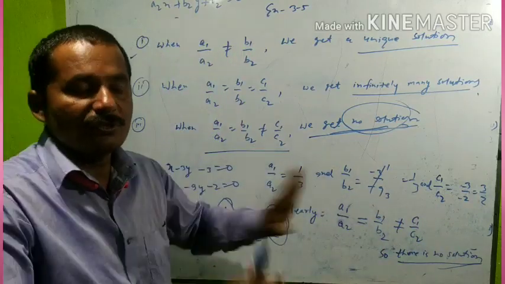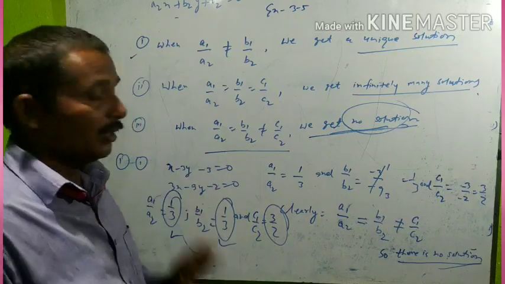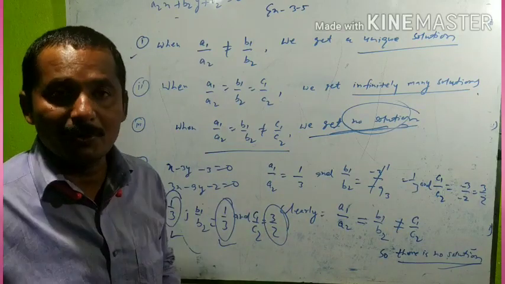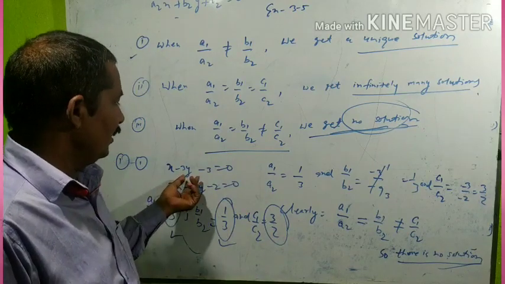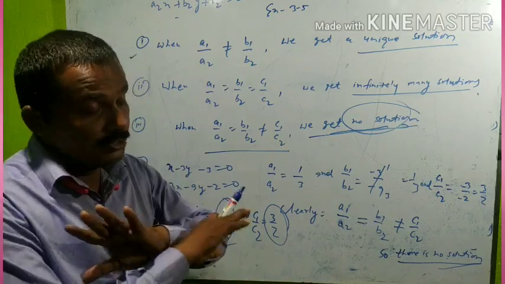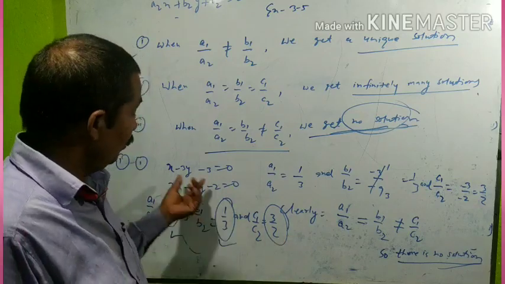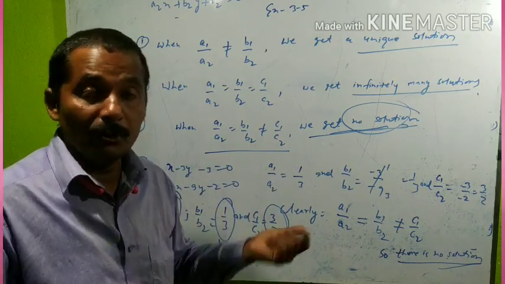Means there are no such values of x and y which will satisfy these two equations. Satisfy these two equations means after putting the values of x and y, LHS should be equal to RHS. But there are no such values which will bring equal values for both sides.